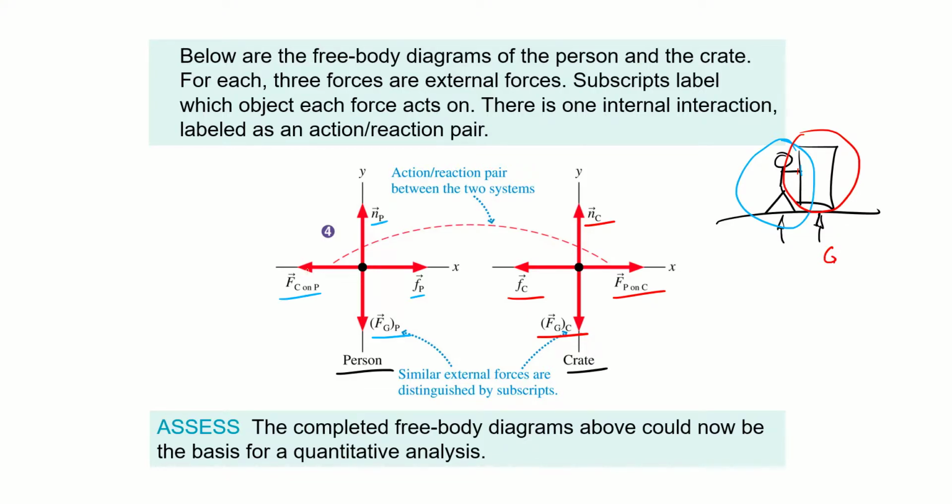The one big thing is Newton's third law allows us to relate the two. We see that these two forces form an action-reaction pair. In this case, the object that is experiencing the force is the person, and the agent is the crate. In this case, the agent is the person, and the object is the crate. These forces are going to be equal in magnitude. So we know F C on P, the magnitude of that, is going to be equal to F P on C. And that's the gist of it.